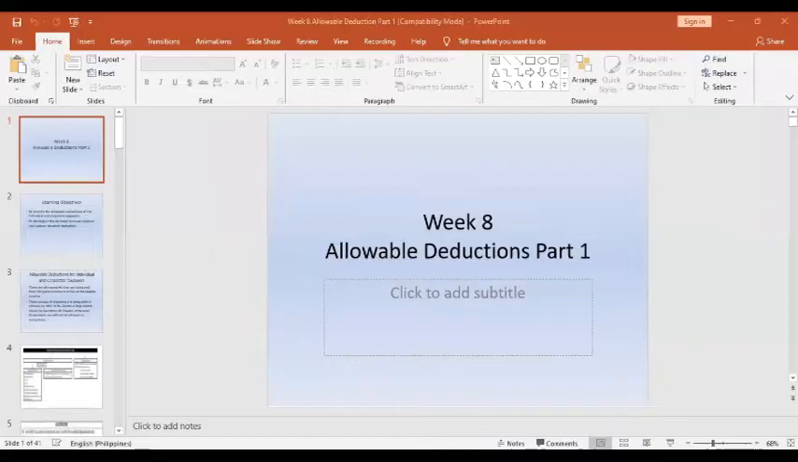So we are now on week 8 in your LMS. We are going to discuss the allowable deductions, the first part. Here we are going to discuss the itemized allowable deductions to the gross taxable income, because we have our standard methods or ways on how these allowable deductions can be deducted to the gross taxable income. So we're going to discuss the first part of the itemized deductions.